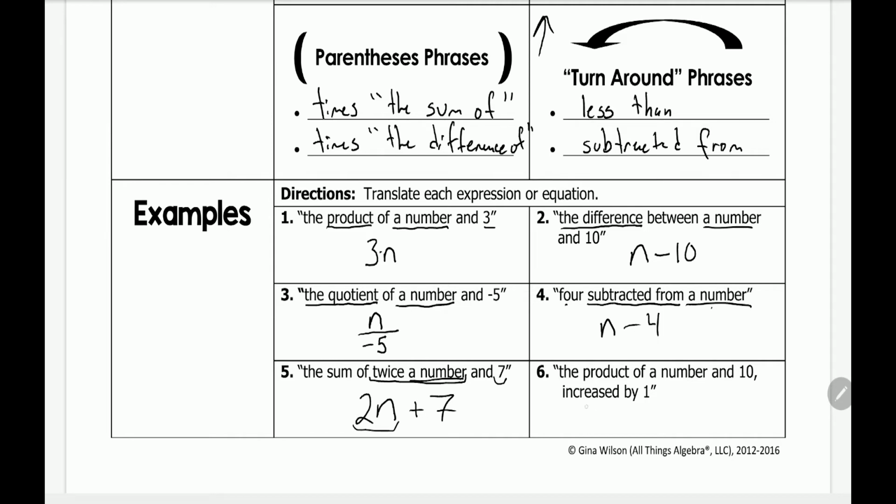Number 6. We have the product of a number and 10 increased by 1. Okay, so we have that a number thing, so we're going to have n again. The product means multiplication of a number and 10, so that means 10n. And then we're increasing it by 1. Increasing is addition, and it's by 1. So we have 10n plus 1. Let's move on to the second page and go over some more examples and talk about something else.